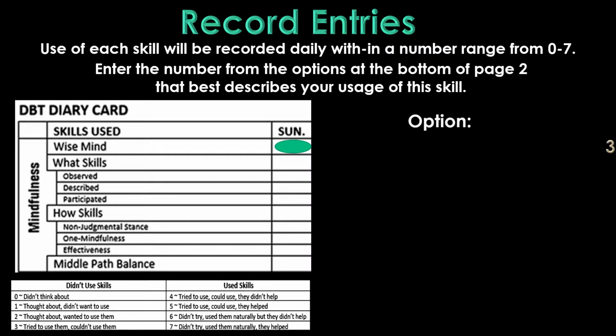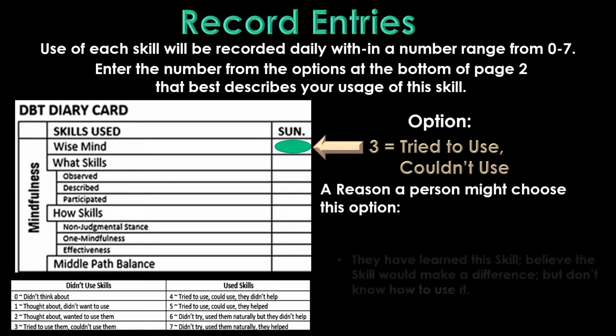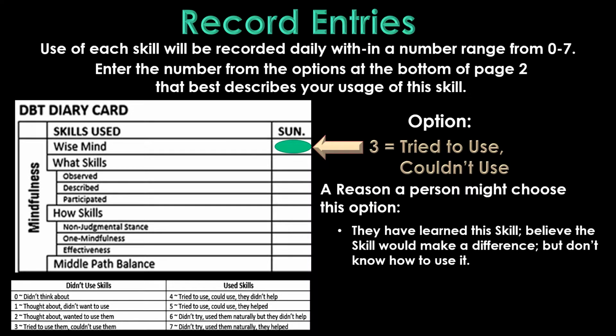Our fourth option is number 3. Tried to use it, couldn't use it. A reason a person might choose this option: they have learned the skill, believe the skill would make a difference, but don't know how to use it.